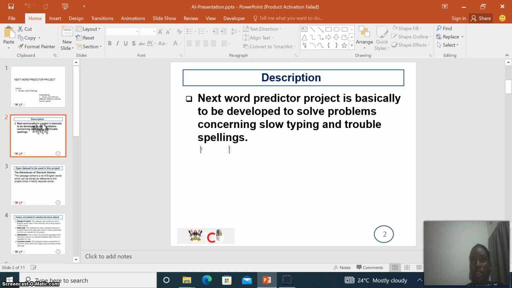Let's say your typing speed is very slow, especially on the computer. It's very slow, and you also have the troubles of spellings. Maybe the spellings of some words disturb you. So that's what it's going to tackle mainly.